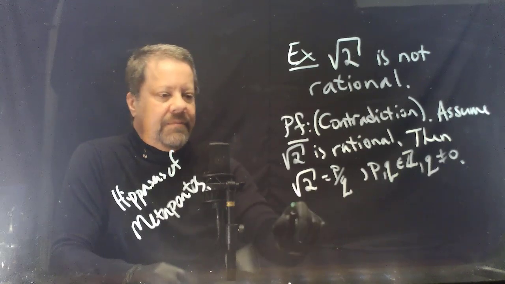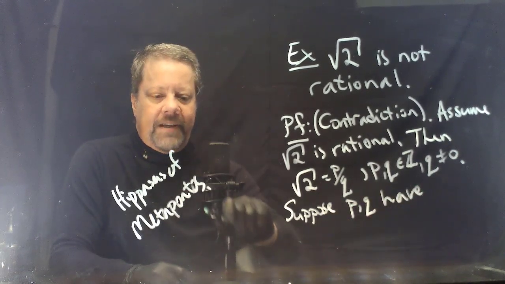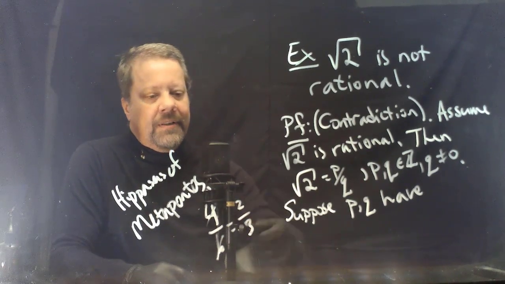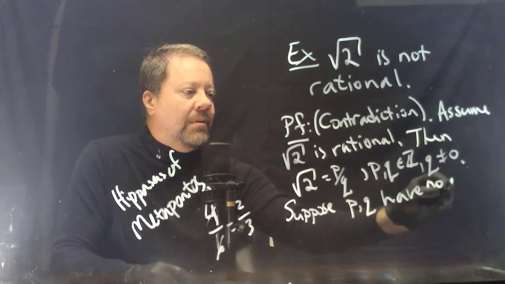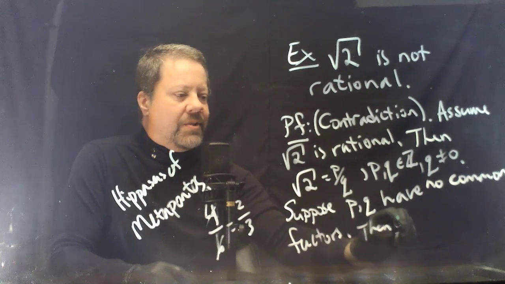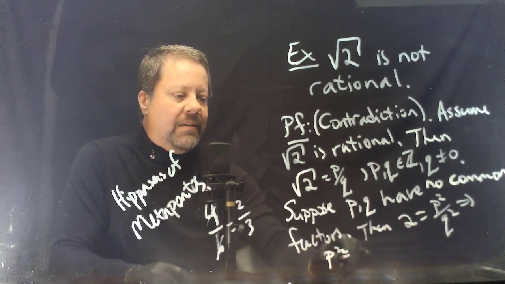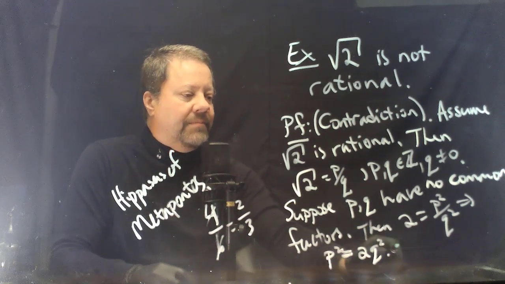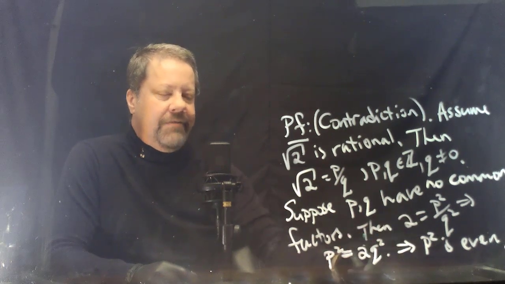Notice you can always reduce a fraction. When the fraction is reduced, if I had something like 4 over 6, 2 goes into here twice, 2 goes into here 3 times, we can reduce the fraction 4/6 to 2/3 by canceling out any common factors. Let's assume that that process has already been done, and P and Q have no common factors. We'll take this equation and square both sides. And then we'll multiply both sides by Q squared. We'll get P squared is equal to twice Q squared. From this we deduce that P squared is even. It's a homework problem to show that if P squared is even, then P is even.